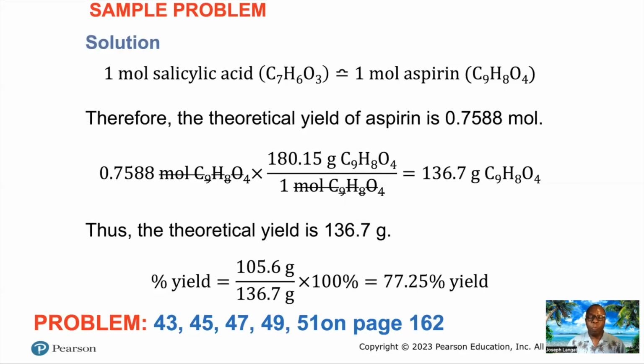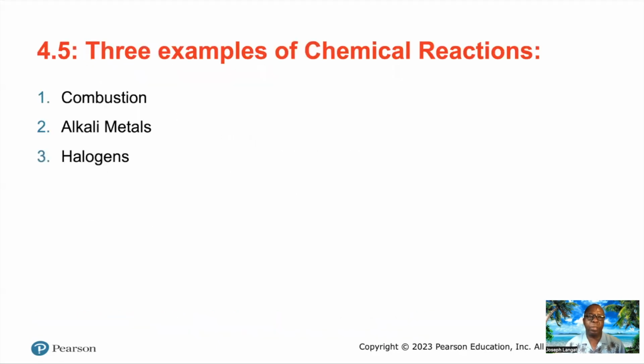This is a good example, good practice for mass to mass, if you want to call it. Please look at problems 43, 45, 47, 49, 51 on page 162 to practice on the percent yield. Once you know the concept, you're good to go. I know in ALEKS, you'll have several problems on calculating the percent yield and the theoretical yield.